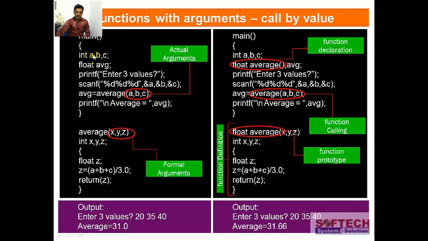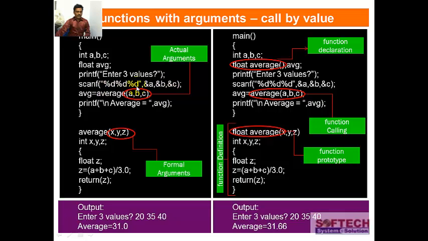This example has two functions. This program consists of two functions. This is one program, this is the next program. First we discuss this program. It consists of two functions: one is the main function, another is the average function. In the main function we declare three integer variables, then in the next statement we declare a float variable, then we give some information to the user through the printf function, that is enter three values. Then we get three values for A, B and C.